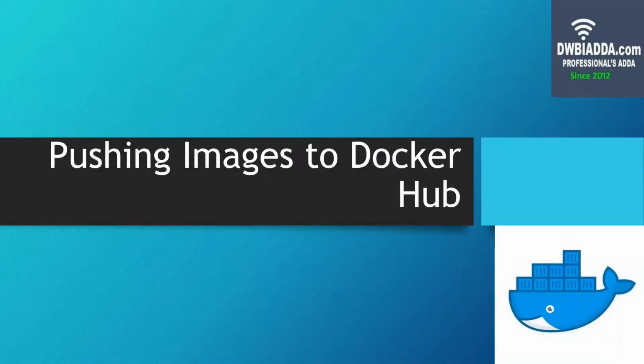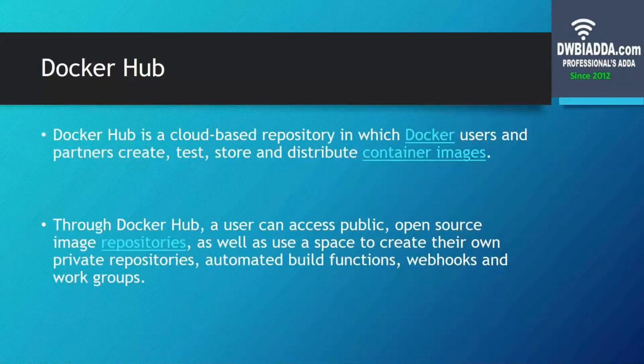Hello friends, in today's video we will learn how to push images to a Docker Hub registry. So first of all, what is Docker Hub? Docker Hub is a cloud-based repository in which Docker users and partners can create, test, store and distribute the container images. So it is basically an online repository which we can use for storing our custom made images or the container images which we are using in our environment.